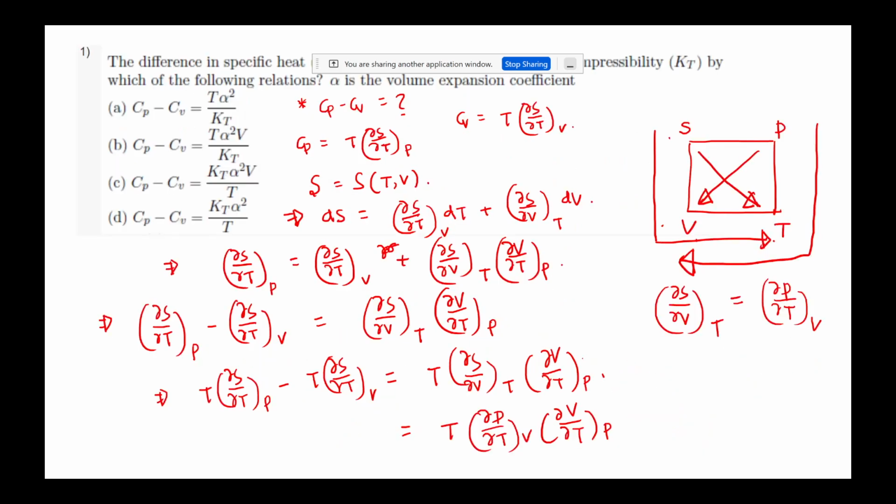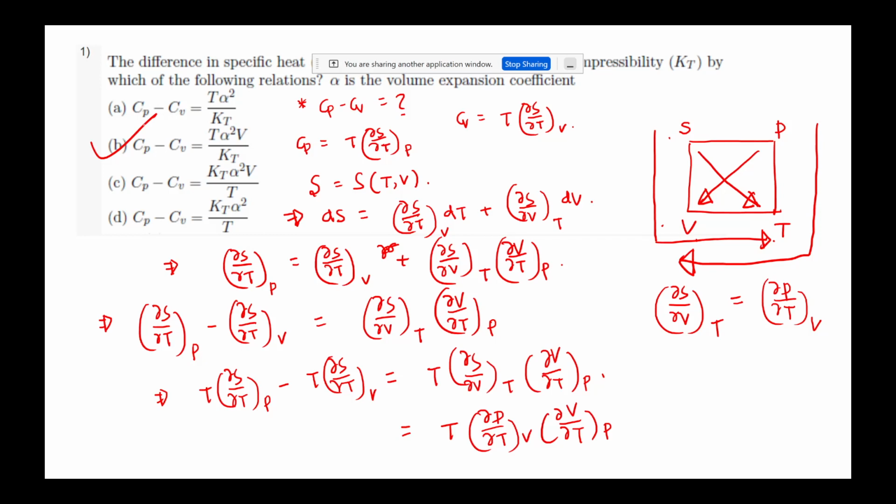Okay, so this is the correct option, T alpha square V by kappa T. So this option is the correct option. Here we have used differential multivariable calculus and also the Maxwell relation. Okay, now I will go through this again, because this is the first problem.